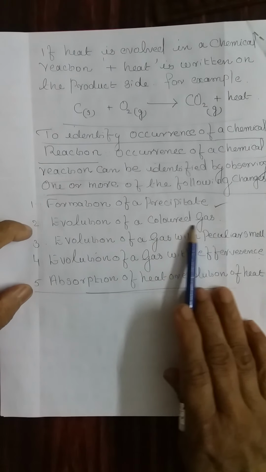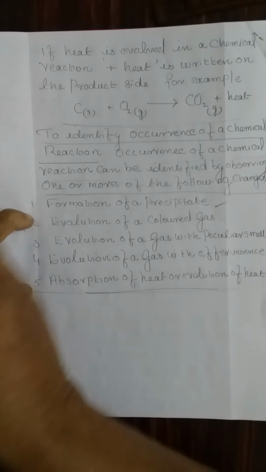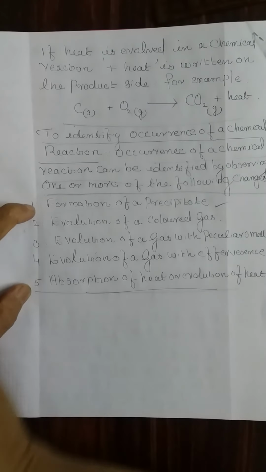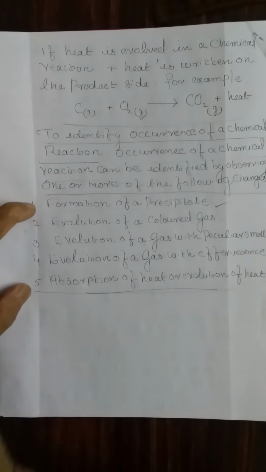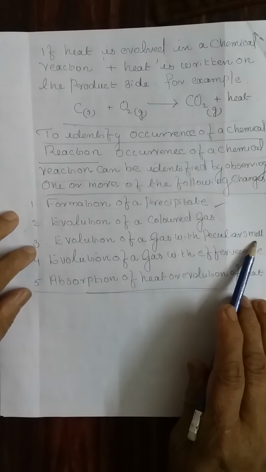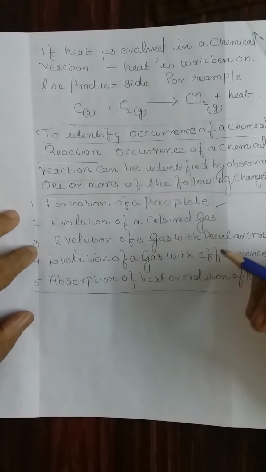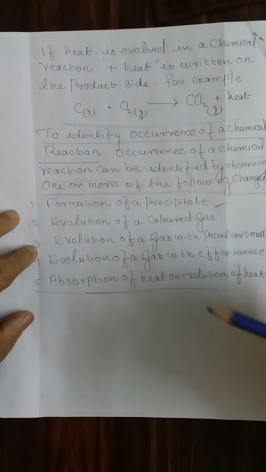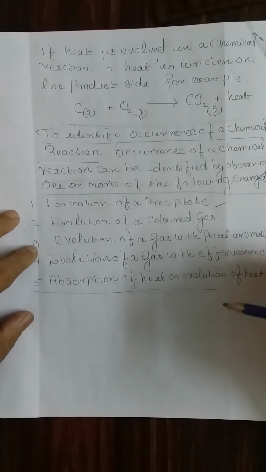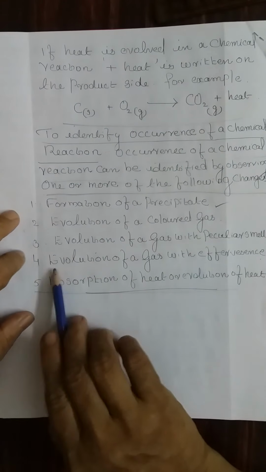Two, evolution of a colored gas. Sometimes when two reactants are mixed, you get a colored gas. When you do the practical in 10th standard, you will understand more. Nitrogen dioxide is evolved as a brown gas, like that. Then third, evolution of a gas with a peculiar smell. That means when two reactants are added, you may get a peculiar smell. That also you can understand when you do the practical. Hydrogen sulfide, a rotten egg smelling gas, is evolved when two reactants are mixed in a test tube.